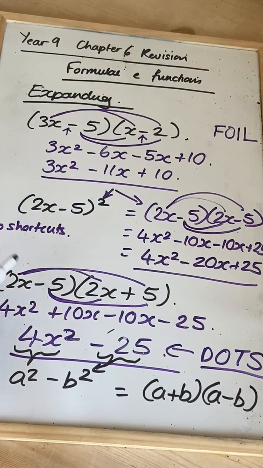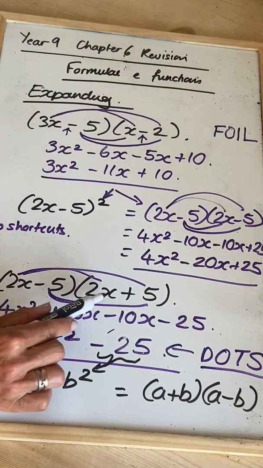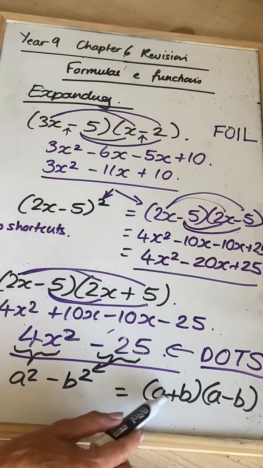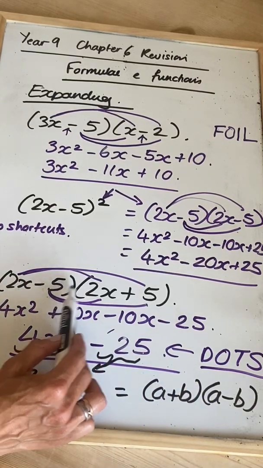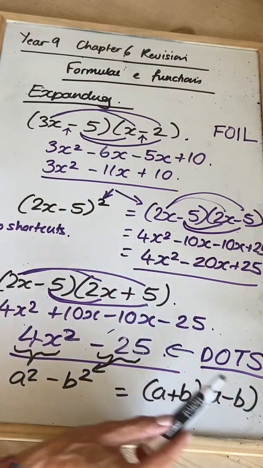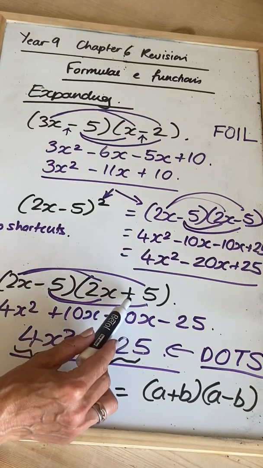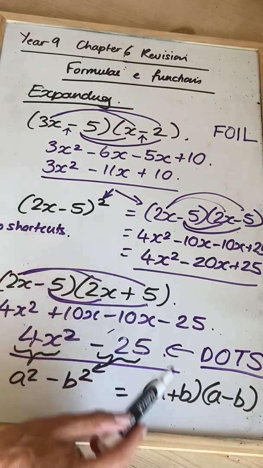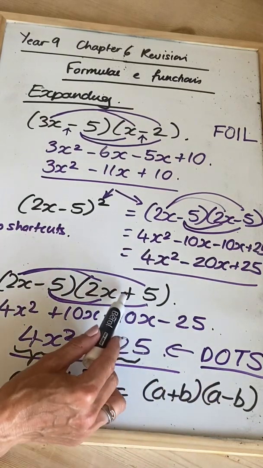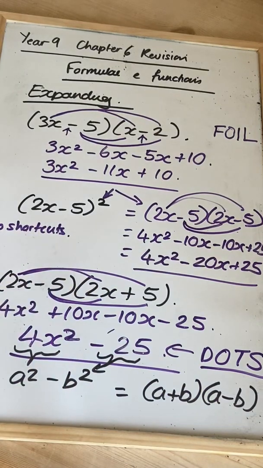of brackets. Here we've got the same value at the beginning of both, 2x, that's the a's, same value at the end of both, that's the b's, but the sign in the middle is different. I've got a plus and a minus, plus and a minus. That's called a difference of two squares. You need to look out for it.